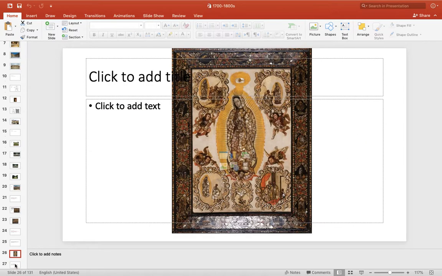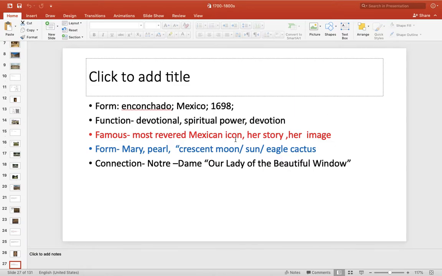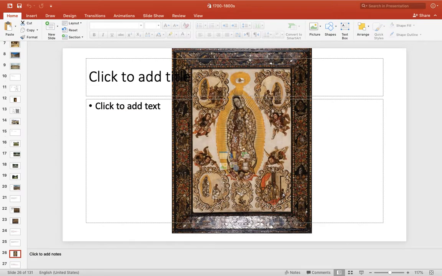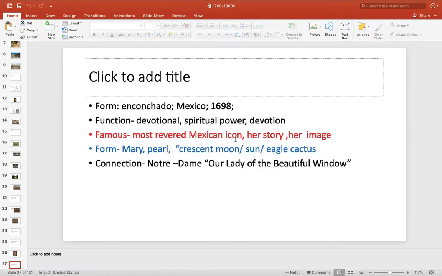Form, the enconchada with the pearl, the icon of Mary, the icon of the moon and the sun from the Bible, and the icon of the eagle and the cactus from Mexico. Connection, compare her to the Notre Dame stained glass, Our Lady of the Beautiful Window. Lots of images of Mary.